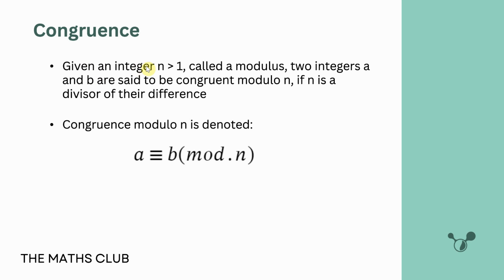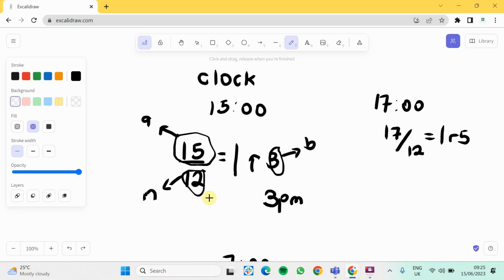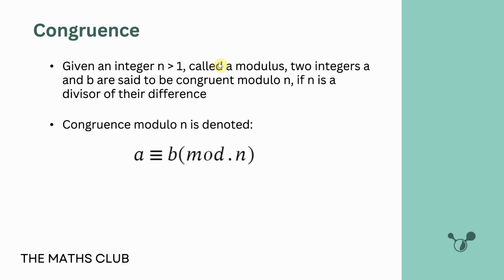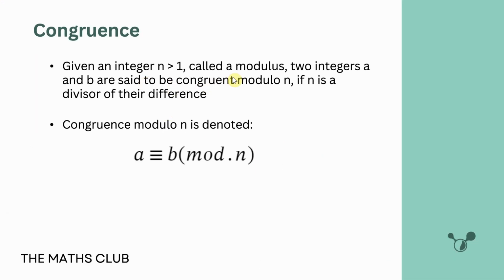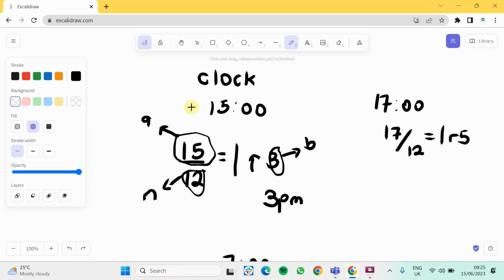We are given an integer n greater than 1. n is 12 in this case. Is it greater than 1? Yes, 12. It is called the modulus. Two integers a and b, 15 and 3, are said to be congruent modulo 12 if n is a divisor of their difference. If a is 15 and b is 3, a minus b is 15 minus 3, which is equal to 12.